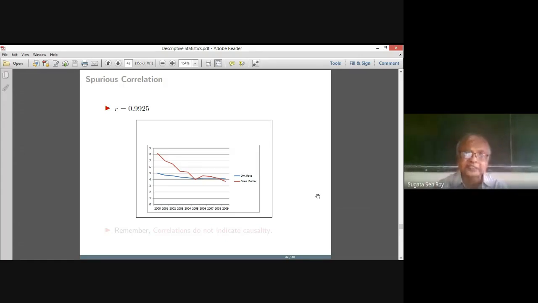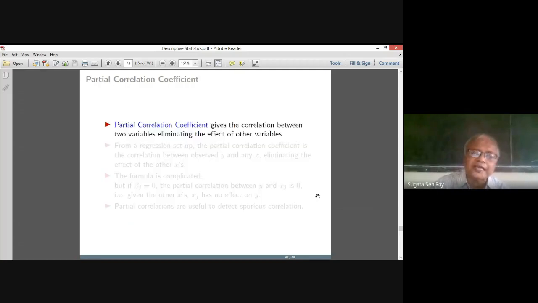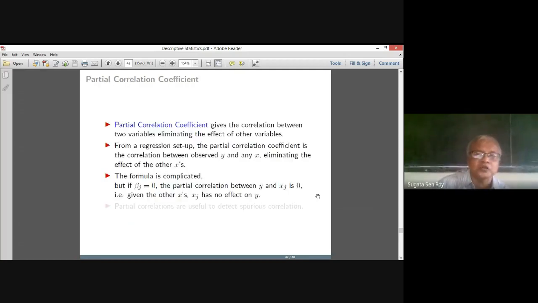Time is a third latent variable, which basically makes these two correlated because both are decreasing with time, and since they are very closely related to time, they become closely related among themselves also. But if we eliminate time from them, you'll find that there is no correlation between them. Okay, so what we look at is referred to as partial correlation. Partial correlation is the correlation between two variables, eliminating the effect of any other variable.